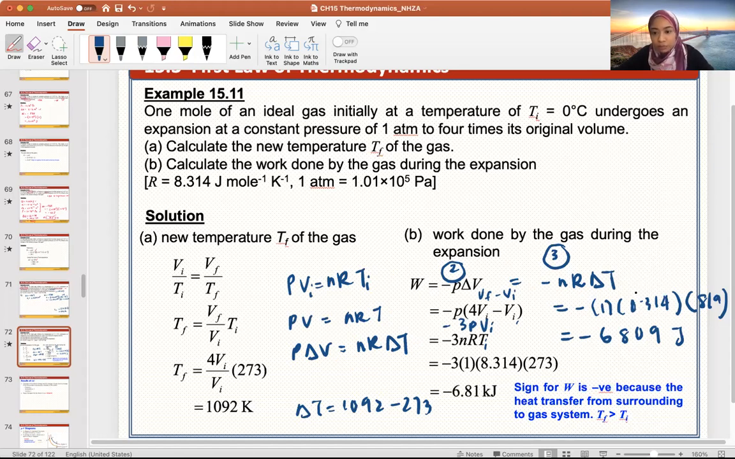n is 1 mole, R is just your constant, and delta T you got from T final minus T initial, which is 819. So I hope that's clear. You can use whichever solution that you are comfortable with.